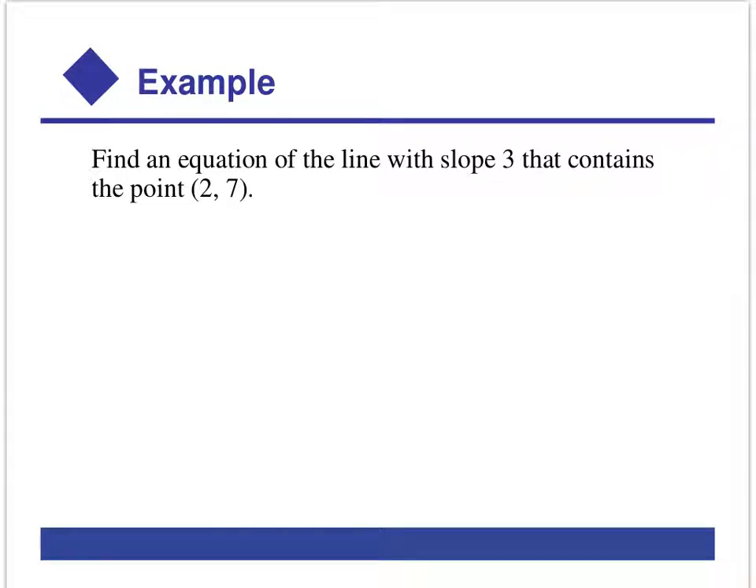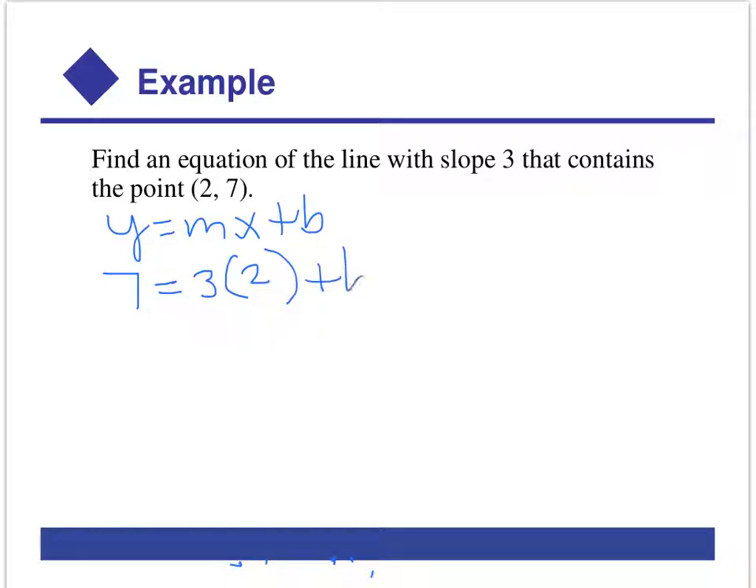Okay, this one says to find the equation of a line with the slope of 3 that contains the point (2, 7). We're missing b, so we're going to have to do some algebra. Let's see if we can find out what it is for b. We plug 7 in for y, 3 for m, 2 for x, and b is what we're looking for. So we have 7 equals 6 plus b. We're going to subtract 6 from both sides. So we get 1 equals b.